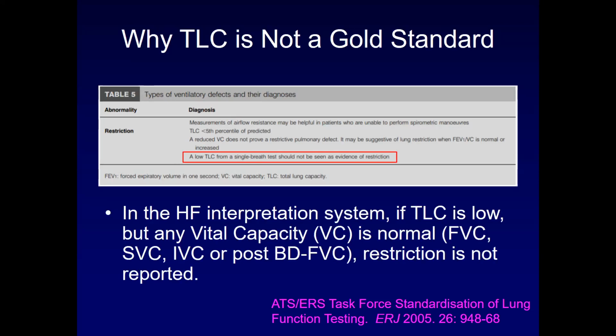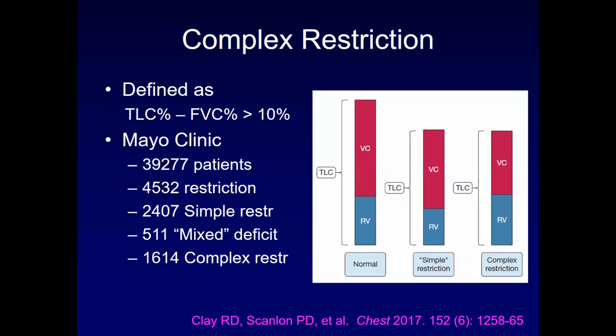So in our interpretation system, as the fellows read the test, they'll say if the total lung capacity is low, but any vital capacity that's measured, whether it be a forced vital capacity, a slow vital capacity, an inspiratory vital capacity, or a post-bronchodilator vital capacity, restriction is not reported.